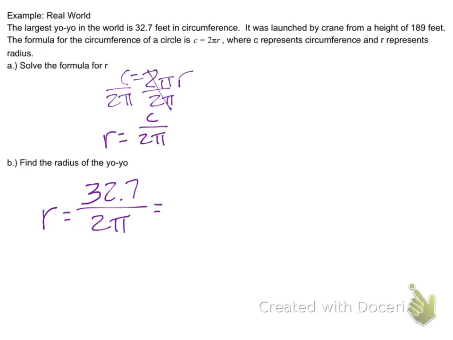Use parentheses. Right now you're doing 32.7 divided by 2, and then multiplying it by pi. Put parentheses around the 2 pi. Luke? I got 5.21. 5.21 feet. Is that better for everyone? So instead of putting the actual division sign, I put just parentheses.